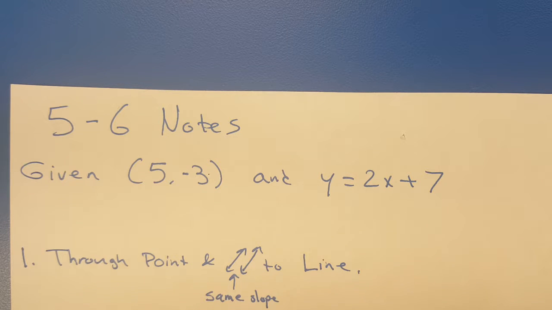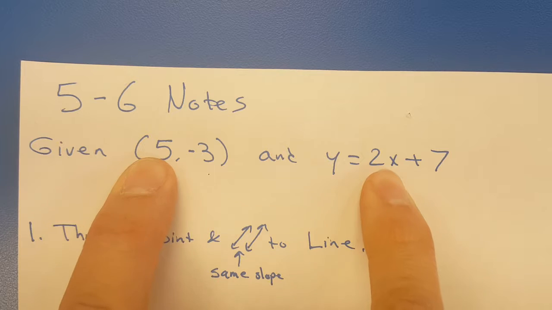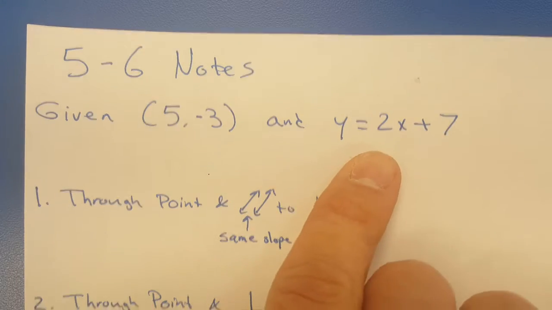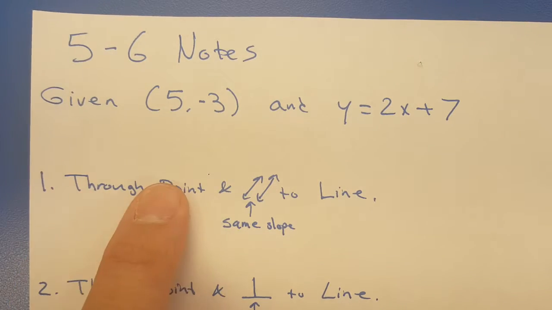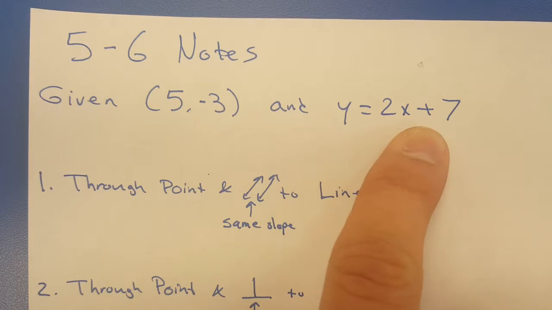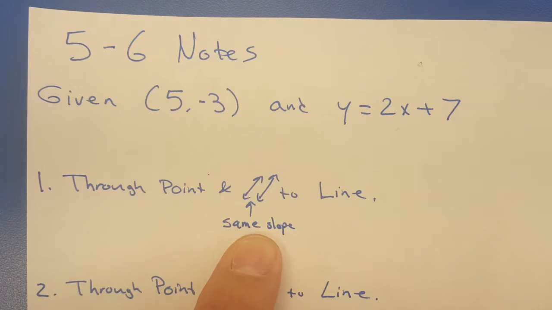Now the biggest skill to take away from 5-6 is what happens when they give you a point and a line, and then they say, hey, make another line that meets certain demands. So here we go. Given this point and this line, we need to make another line that goes through the point and is parallel to this line. So what do you mean by parallel? Parallel, the only clue you really can take away is that you have the exact same slope.